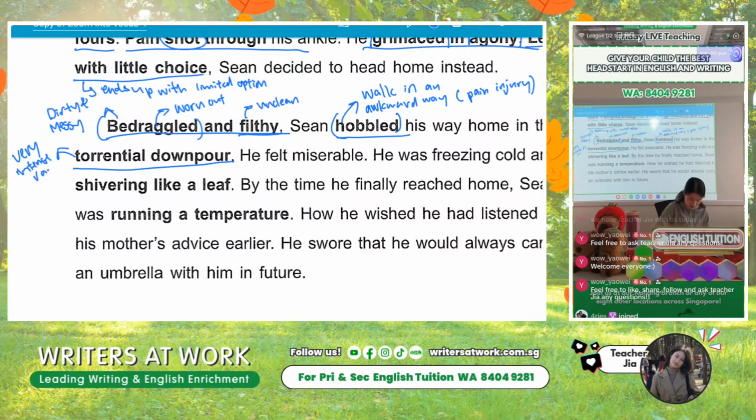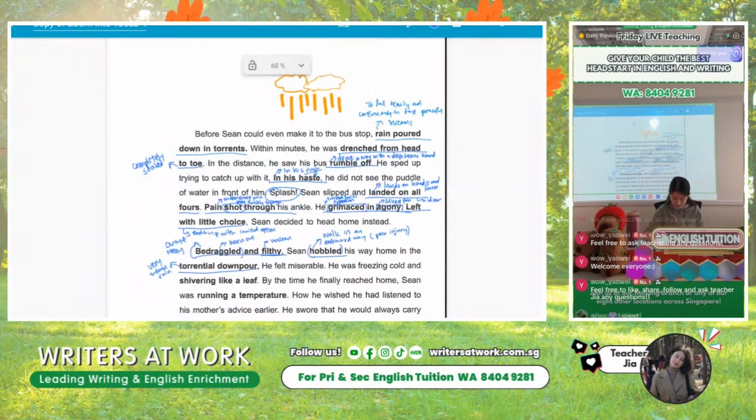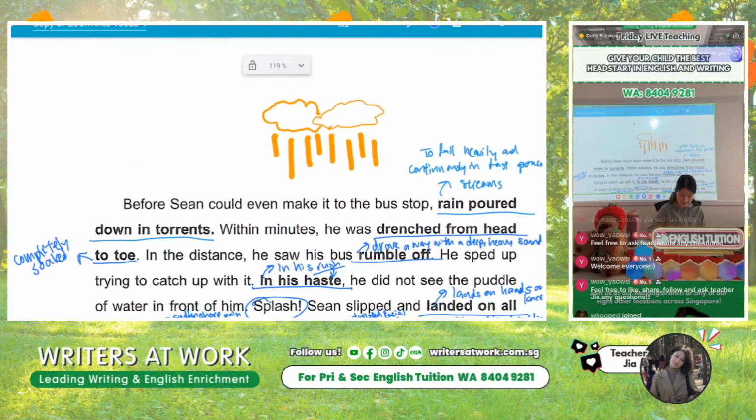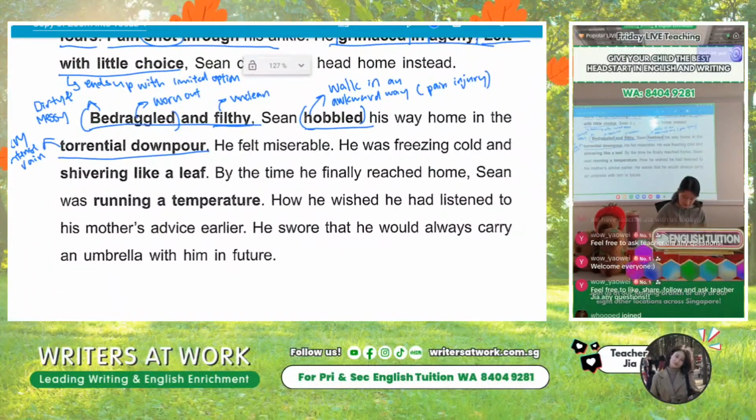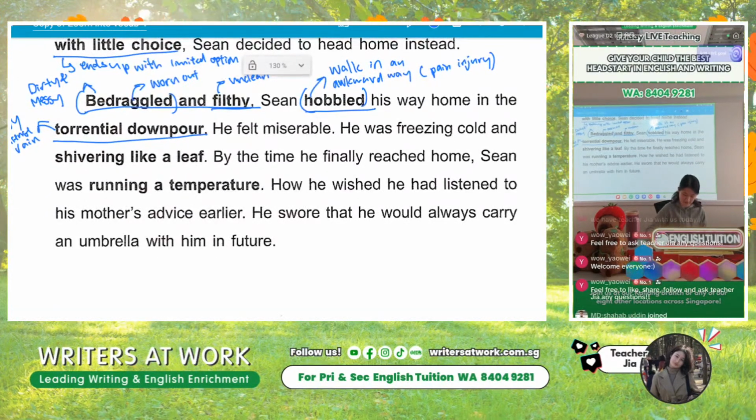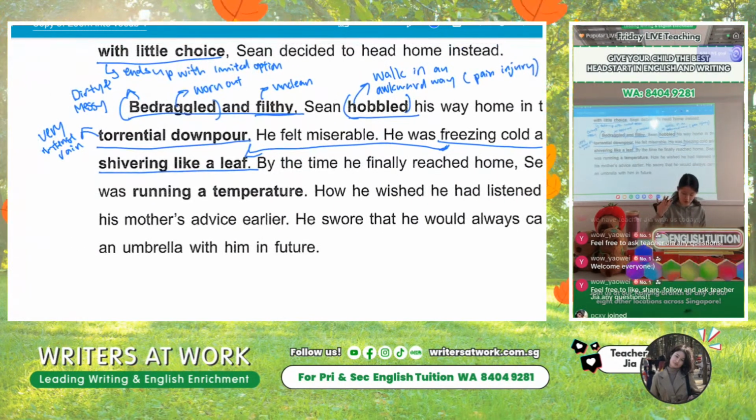So we're going back to the little diagram that I drew just now. So you can imagine that it's falling down in long columns of rain. Okay, he felt miserable. Very straightforward, short sentence. That's it. He felt miserable. He's upset. He was freezing cold and shivering like a leaf. So shivering like a leaf adds on to that. He was freezing cold, hence he was shivering like a leaf. You're painting a better picture of a cause and effect.